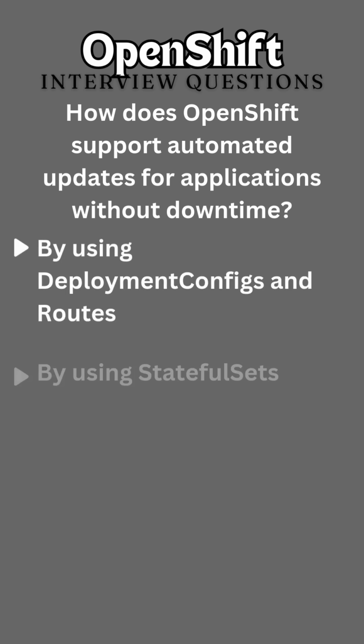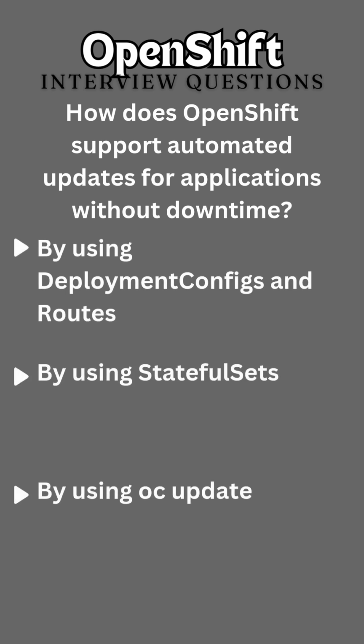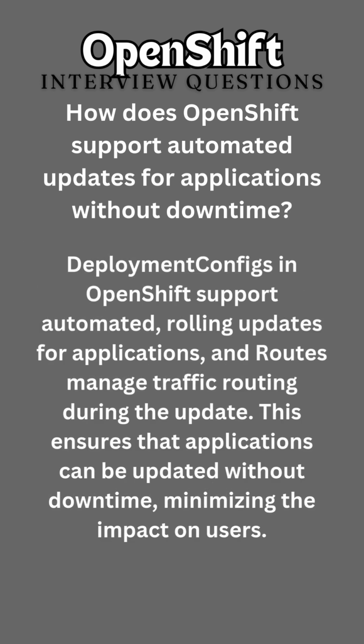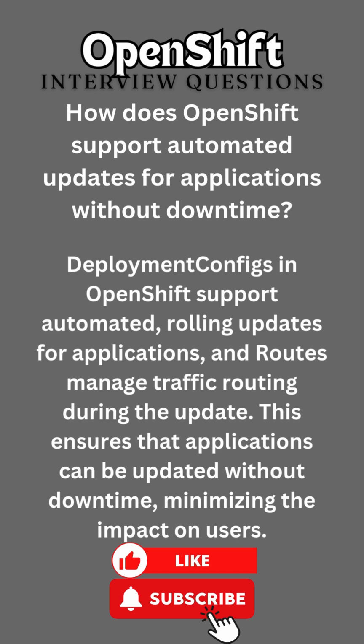How does OpenShift support automated updates for applications without downtime? Deployment configs in OpenShift support automated, rolling updates for applications, and routes manage traffic routing during the update. This ensures that applications can be updated without downtime, minimizing the impact on users.